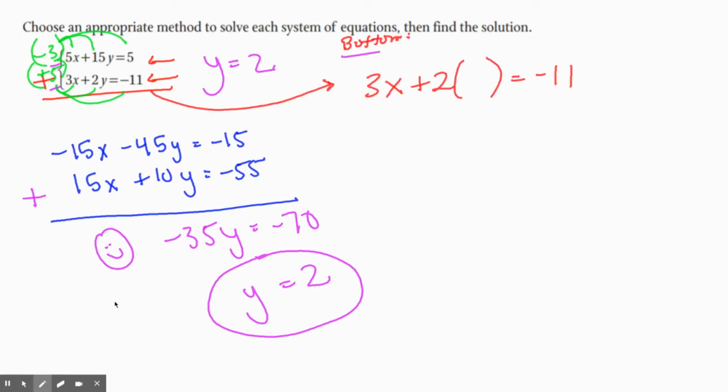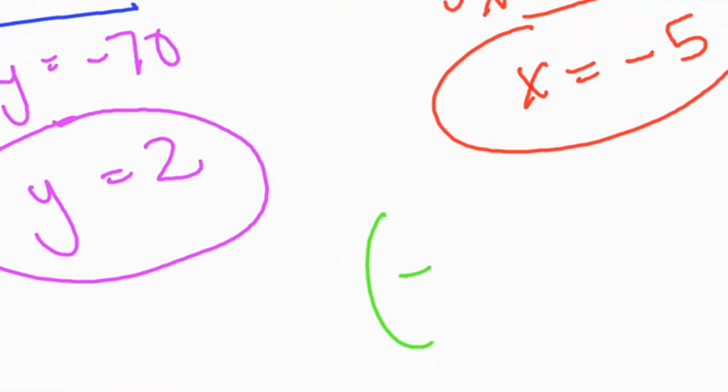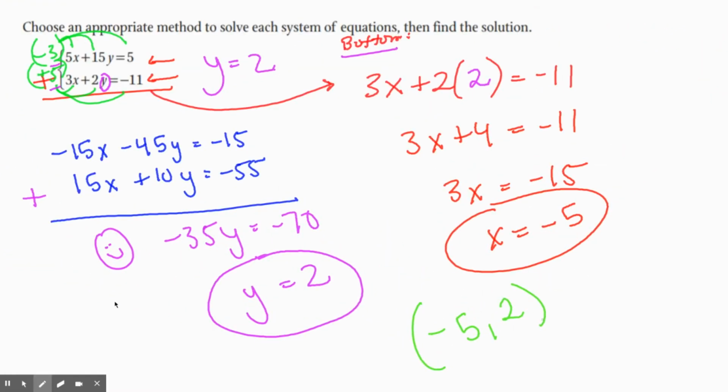I decided to use the bottom equation, and y is equal to 2. So in the bottom equation, where's there a y? Well, right there. So I'm going to substitute 2 in, and now I'm going to solve for x. And finally, I get x is equal to -5. Now my final answer is going to be -5, 2. Remember, a solution has an x and a y value, but it's also a coordinate point.